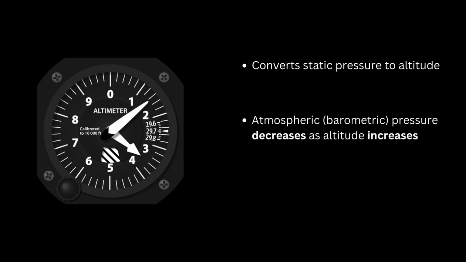Put simply, all the altimeter does is it converts static air pressure to altitude. Atmospheric pressure, also known as barometric pressure, decreases as altitude increases. At sea level, pressure is high.